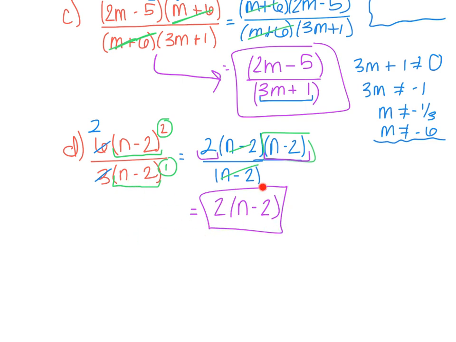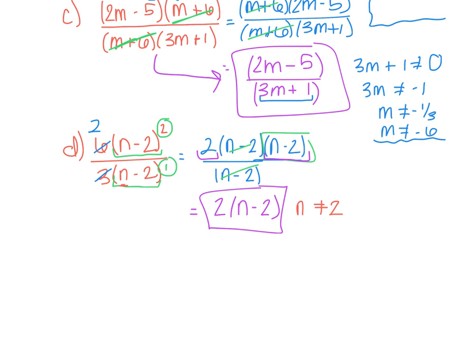Now the last thing here is to talk about the restriction. There's no denominator in my final answer, but there was one in our original expression, so we still have to talk about the restriction. And that denominator would equal 0 when n equals 2, because then you would have 2 minus 2. So the restriction is n cannot equal 2.